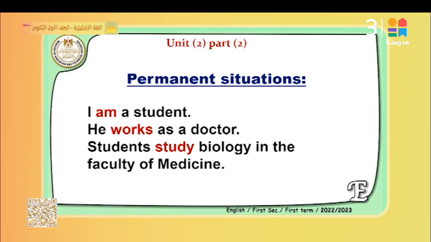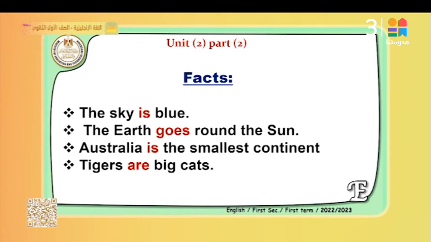The third thing which is very important, facts. When we say, for example, the sky is blue, this is a fact. When we say the earth goes around the sun, this is a fact. When I say Australia is the smallest continent, this is a fact. Tigers are big cats, or tigers belong to the cat family. So again, this is a fact. They belong to the species of cats. So when we talk about facts, we understand from the sentence that it's a fact. We use the present simple tense.